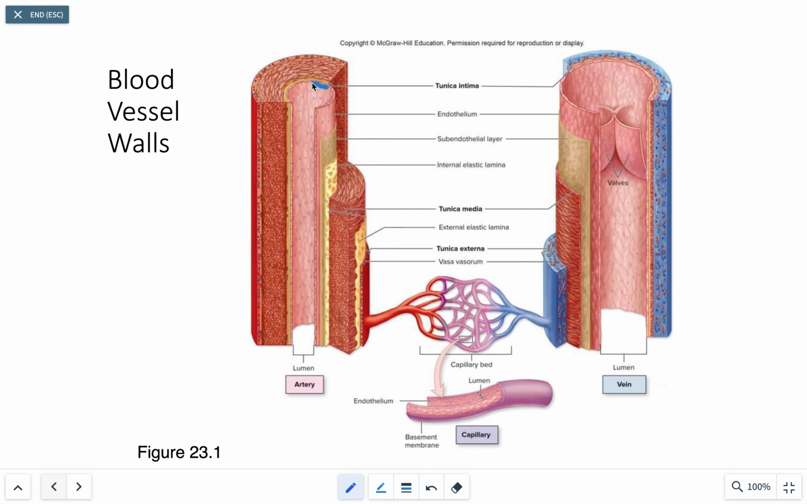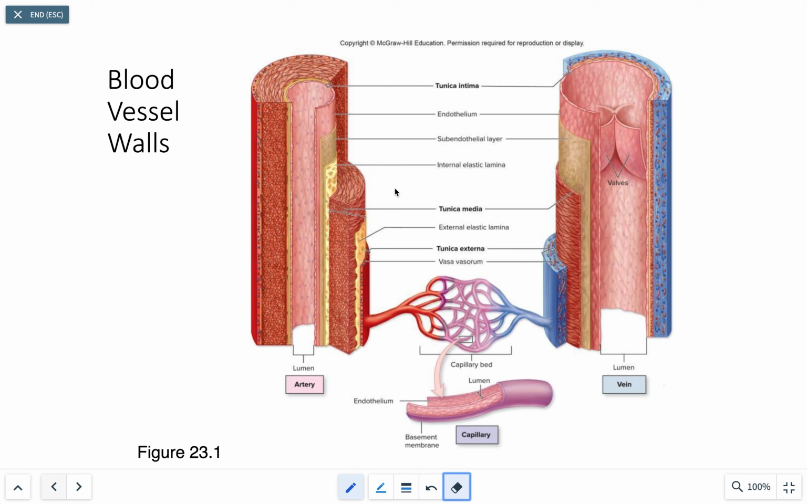So the first area that we're going to notice is going to be the tunica intima. The tunica intima is composed of simple squamous epithelial tissue. It actually makes up the lumen, or the hole in which blood can travel. In the venous system, what we see is the tunica intima has extensions on both sides which form one-way valves.